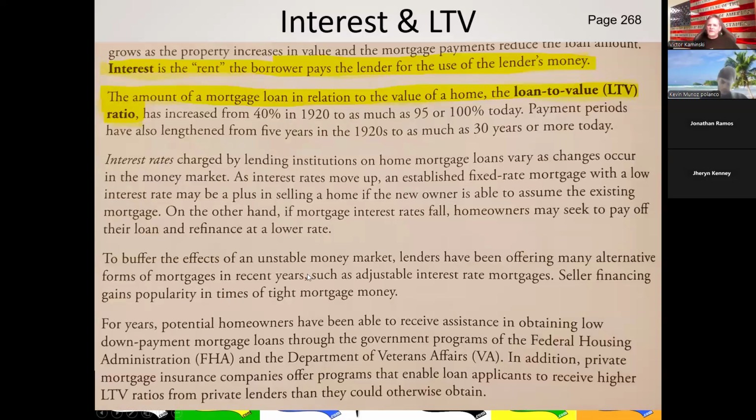Now, to buffer the effects of an unstable money market, lenders have been offering many alternative forms of mortgages in recent years, such as adjustable interest rate mortgages. Seller financing gains in popularity in times of tight mortgage money, when the lenders aren't lending. And that's happened before. Look, when our mortgage markets were crashing and we were having all those massive foreclosures in 2006, 2008, 2009, 2010, there was a whole span of years there where the mortgage markets were crashing.